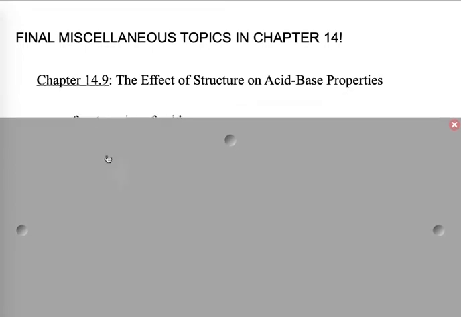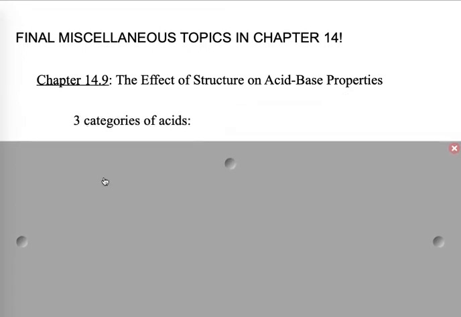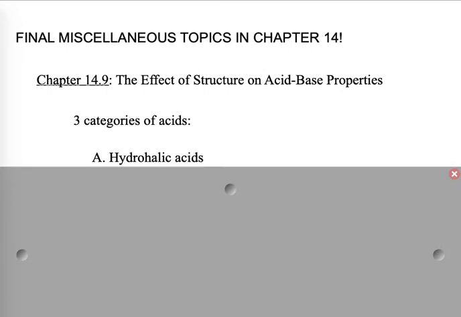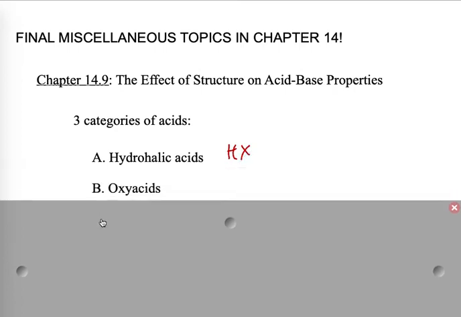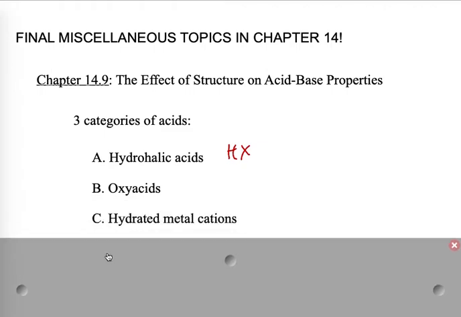I want to look at three categories of acids. Hydrohalic acids, as the name implies, are the acids that are made up of hydrogen plus a halogen, HX, where X is fluorine, chlorine, bromine, or iodine. The oxyacids. Oxyacids are considered one or more hydrogen ions plus a polyatomic anion. And finally, hydrated metal cations, which we've kind of already talked about.